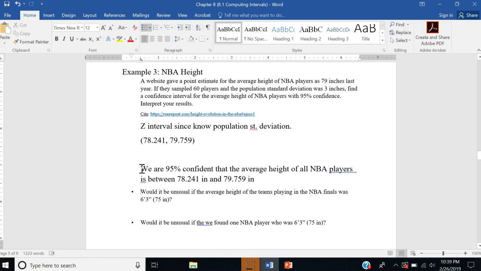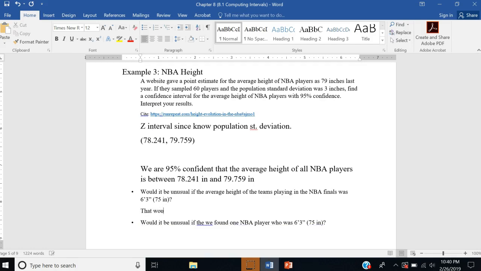We're 95% confident the average height for all NBA players is between 78.241 and 79.759. Now here's the deal. 79 inches, by the way, is 6'7", so that's very tall, obviously. We could ask a question like this. Would it be unusual if the average height of the teams playing in the NBA Finals was 6'3", or in other words, 75 inches?